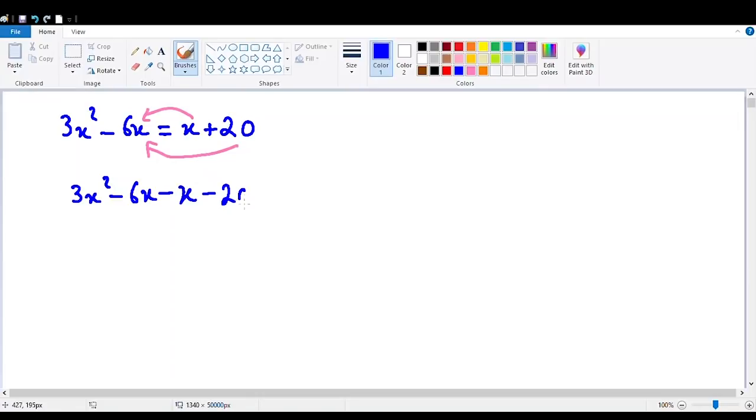And it will equal 0. And as you can see over here, the terms 6x, minus 6x, and minus x are like terms, so we can simplify them, and we can write them as 3x squared, minus 6 minus 1 is minus 7, so minus 7x minus 20 equals 0. So there we go, we have it in standard form.